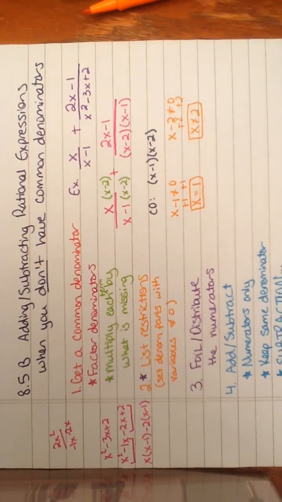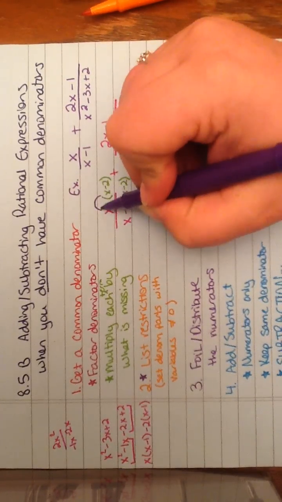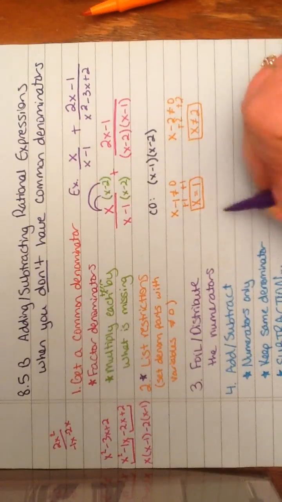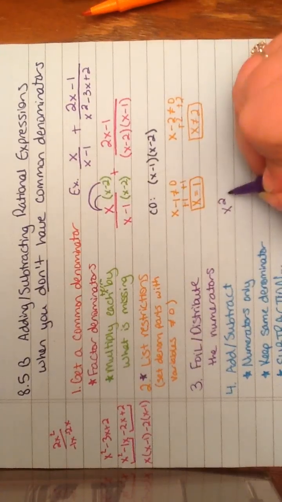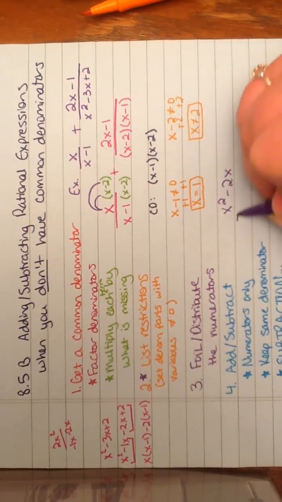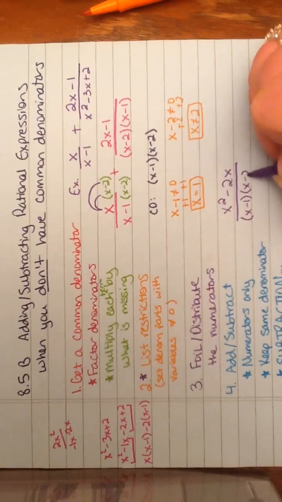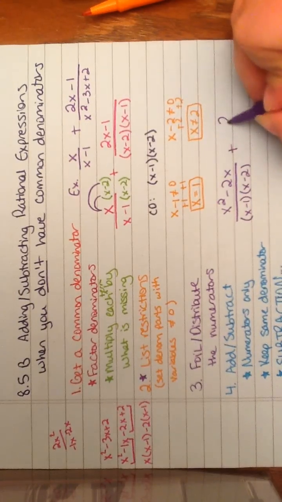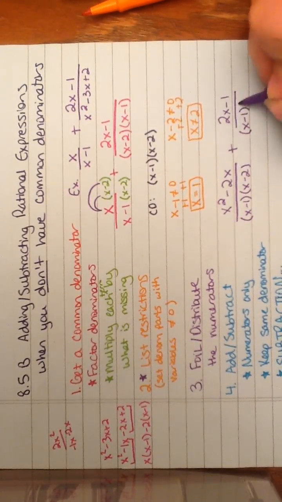Okay, now step 3 says FOIL or distribute in the numerator. So back up in my problem, I'm going to distribute my x to the x and the minus 2. So x times x gives me x squared. X times negative 2 is negative 2x. And that's going to be divided by my common denominator, x minus 1, x minus 2. And then this one didn't change, so it's still going to be 2x minus 1 over x minus 1, x minus 2.